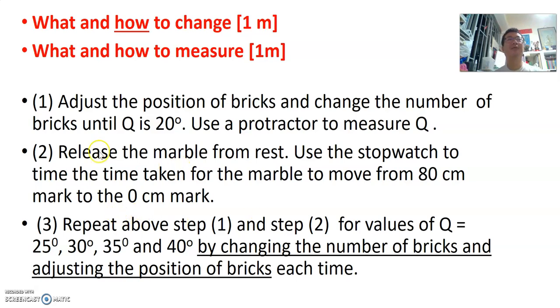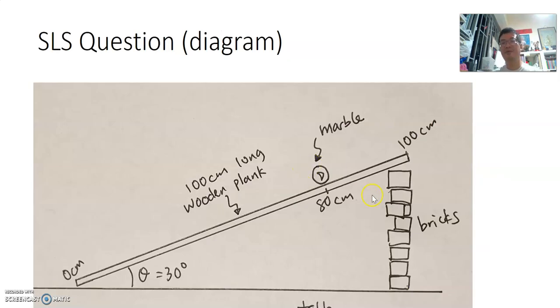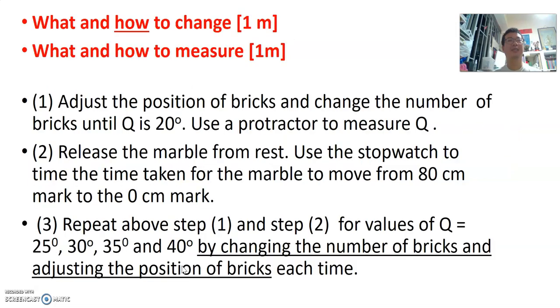Now, what we're going to change and how we're going to change? This is important and lacking in the homework submitted by many of you. And what we're going to measure is 1 mark, so 2 marks. So in this case, we adjust the position of the bricks. If there are too many bricks, we may want to change the number of bricks until q is 20 degrees. So we may have to change the number of bricks and the position, so that q will change correspondingly. Release the marble from rest.